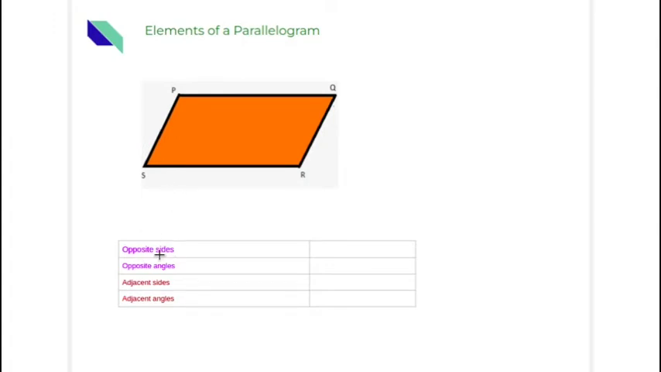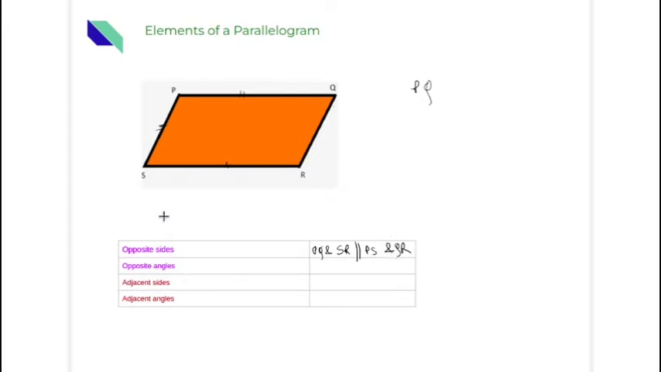The first one is opposite sides. First, let us consider PQ. What is the opposite side of PQ? Obviously, SR. So, opposite sides are PQ and SR. Now, one more opposite side is there. If we consider PS, then QR will be the opposite side of PS. So, PS and QR are also opposite to each other.